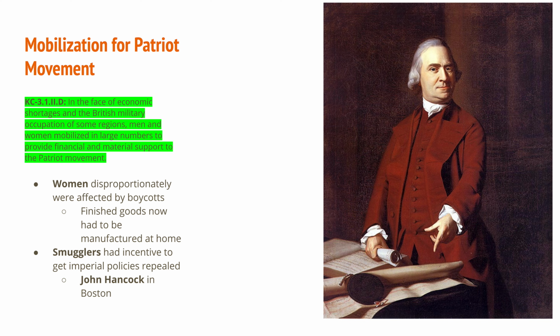Smugglers had the incentive to get imperial policies repealed. John Hancock in Boston had been known for his smuggling and his resistance to these British imperial policies.